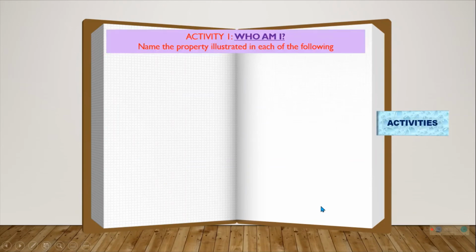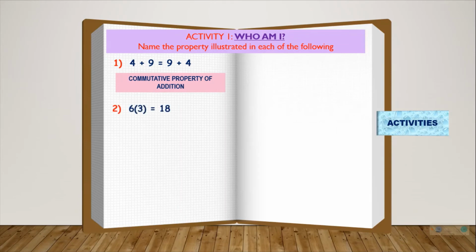Next, activity number 1. Who am I? Name the property illustrated in each of the following. So, number 1, 4 plus 9 is equal to 9 plus 4. So, nagpalit lang sila ng places. Automatic, that is commutative property.